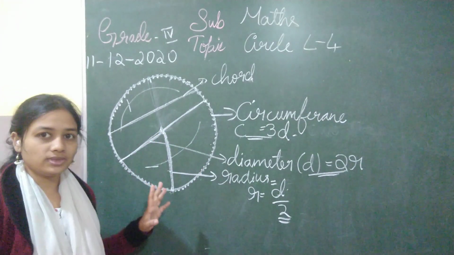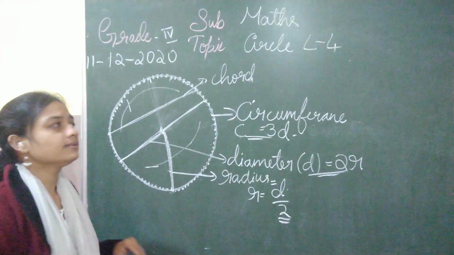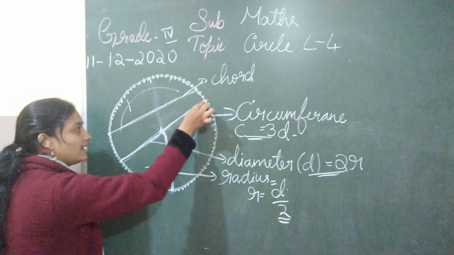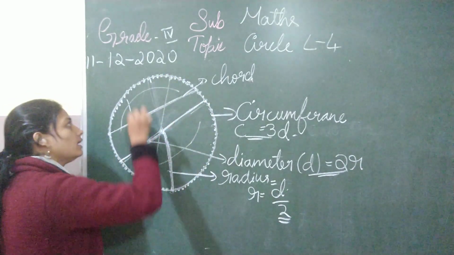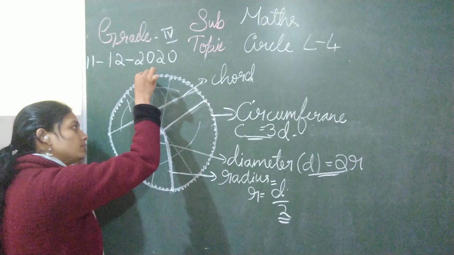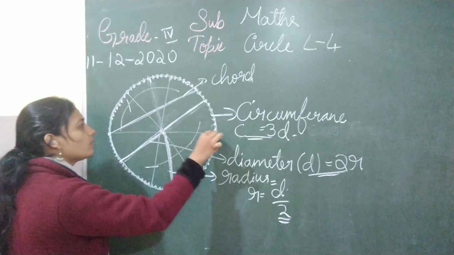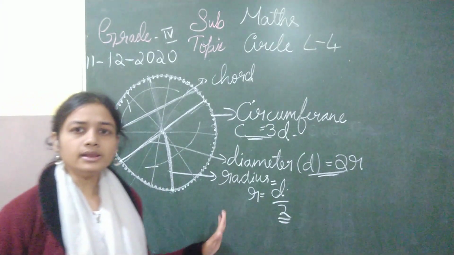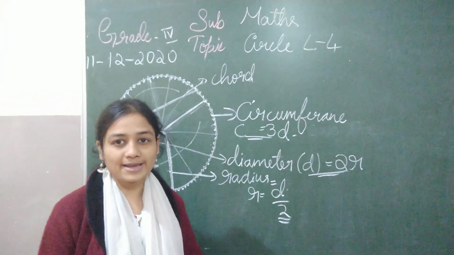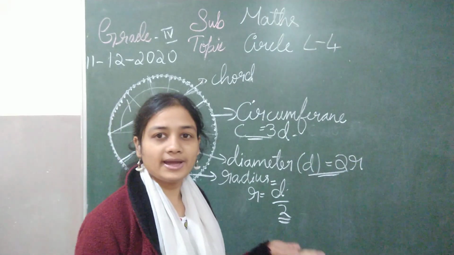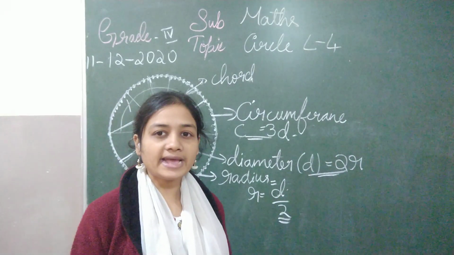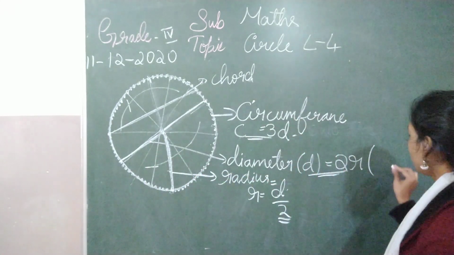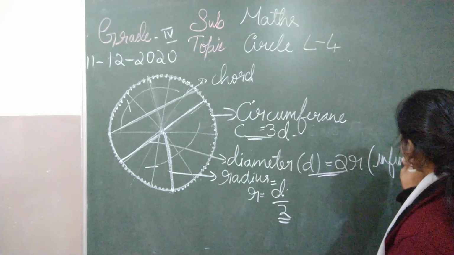Now you should know a few facts about circles. That is, how many diameters can I draw in a circle? Say I drew one diameter. I'll draw one more, and one more, and one more. Like this I can keep on drawing diameters. So, in one circle you can draw so many diameters, we say it is infinite. So, the diameters drawn in a circle are infinite.